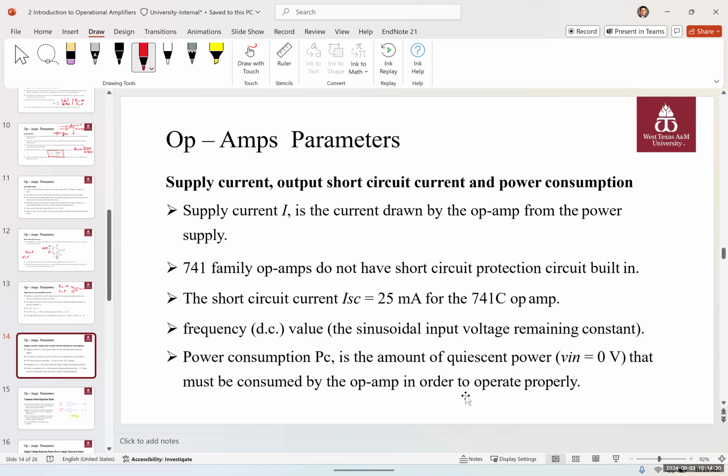Power consumption, PC, is the amount of quiescent power that must be consumed by the op amp in order to operate properly. So we have a minimum power consumption for the op amp as well.